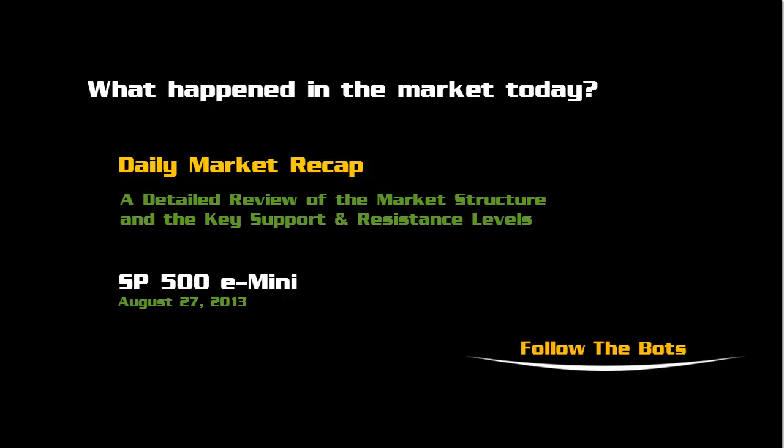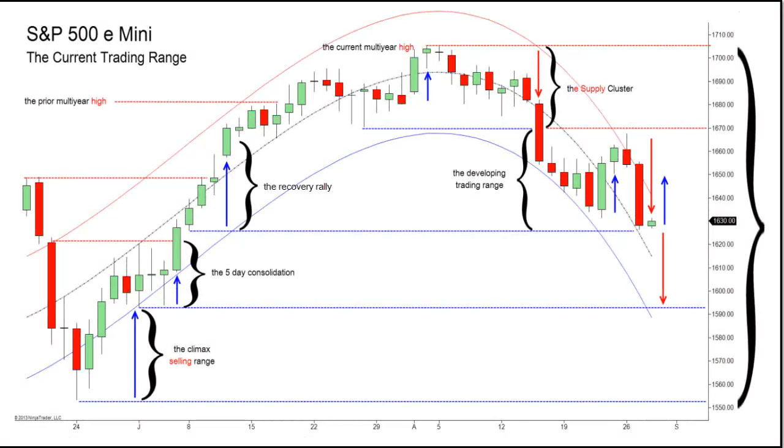Welcome to the Daily Market Recap, a detailed review of the market structure and the key support and resistance levels in the S&P 500 E-mini. Today is Tuesday, August 27th, 2013. We'll begin today's recap by taking a long-term view of the current trading range in the S&P 500 E-mini.